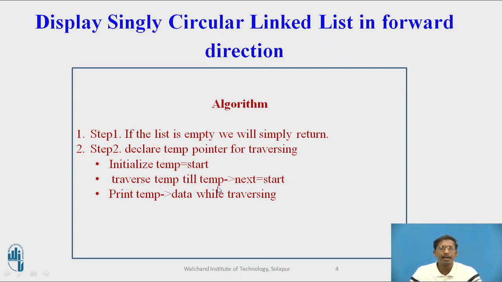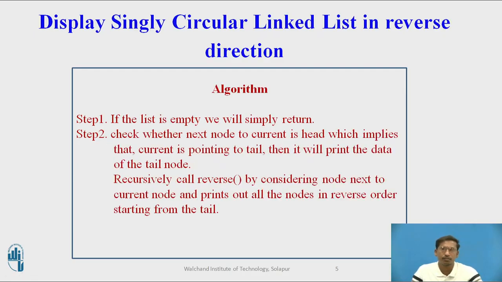Traverse temp till temp arrow next is not equal to start. So you will traverse temp in forward direction from the first node to the last node. Now how to find out whether it is the last node or not? The last node's next part contains the address of start. That's why we have used the condition: traverse temp till temp arrow next is equal to start. Once temp is pointing to the last node, we will print and return from that function. And every time while traversing, you print temp arrow data. So this is the algorithm for displaying singly circular linked list in forward direction.